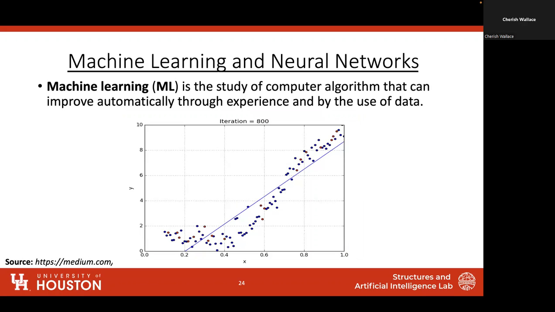So this is an example of mathematical intuition. This is a basic regression problem. As the number of iterations increases, we try to decrease the error. So this is the basic intuition behind machine learning and neural networks.